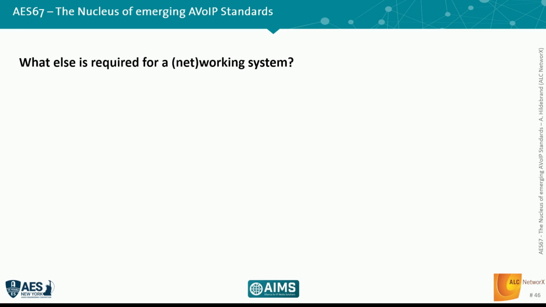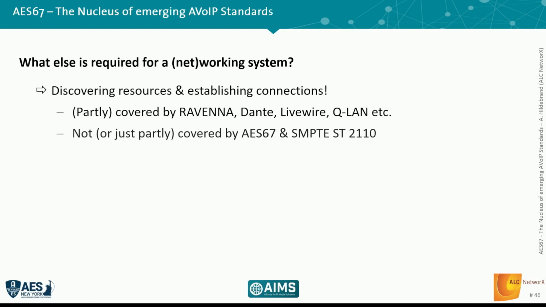Well, this was all about audio and transport synchronization. What else is required for systems, to build complete systems? Well, discovery of resources and establishing connection, of course, right? And while this is partly covered by Ravenna, Dante, Livewire, Q-LAN, and others, it's not, or just partly covered by AES67 or 2110, right? Because we had this example with the telephone, right? No discovery.